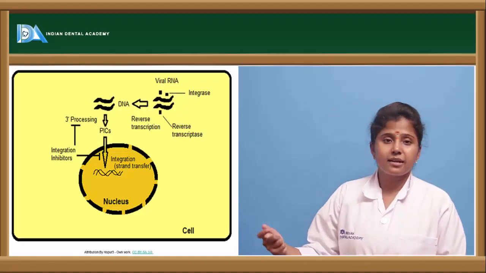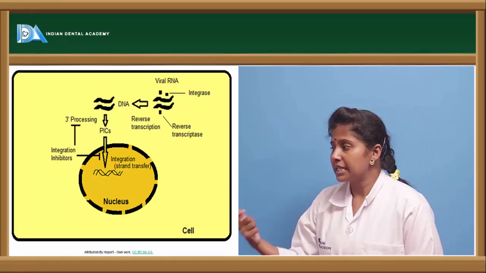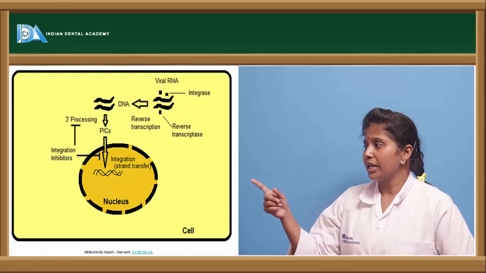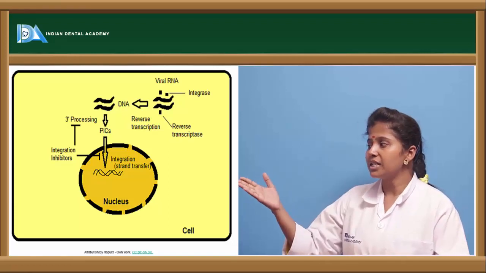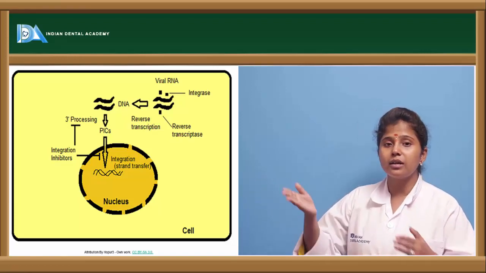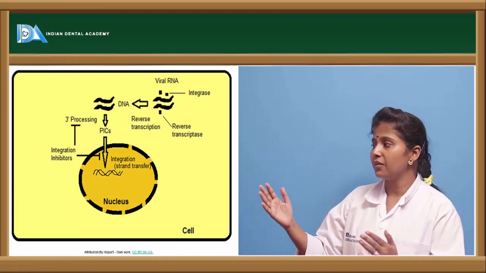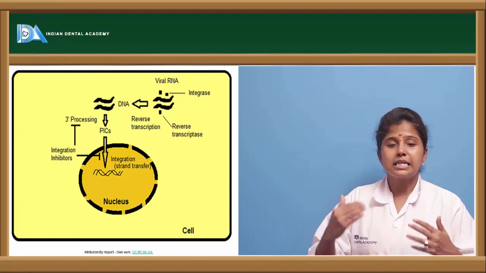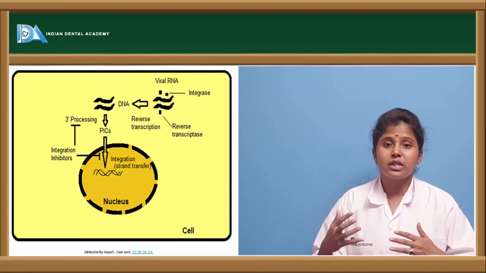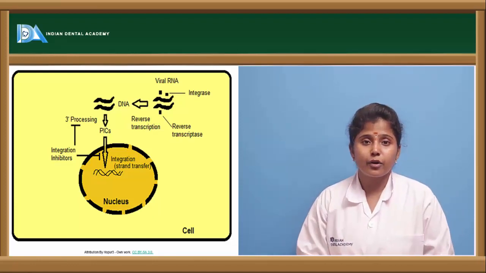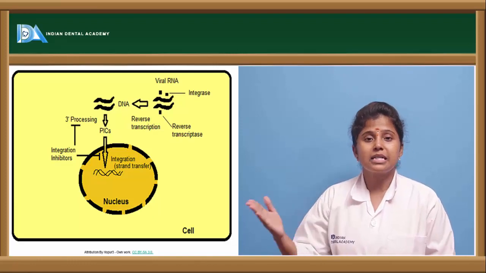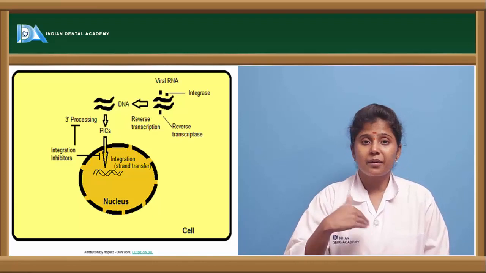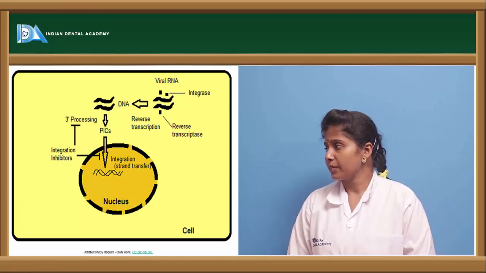So if we see the diagrammatic representation here, the cell is infected by the virus. Here the virus RNA is converting to DNA with the help of reverse transcription. And because of that, the cell may produce the interferons. Thereby they prevent this reverse transcription process, and thereby they prevent the spread of the infection.